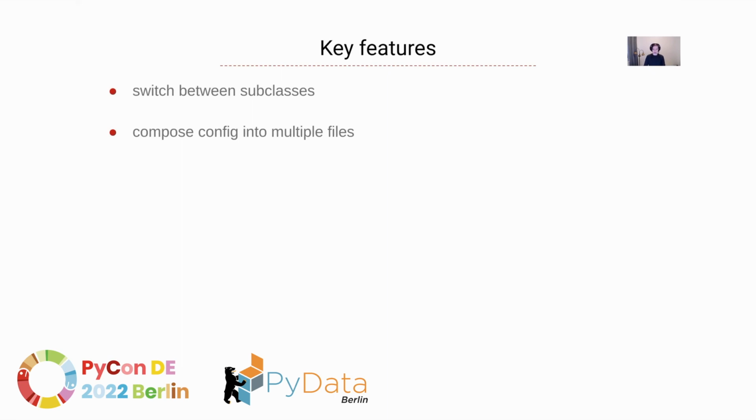So, summary of the most recent key features. You can switch between subclasses even when they have completely different interfaces. That's no problem, and you will keep all the benefits of before. You will still have type checks for everything. You can still print configs, so that will stay as before. And you can compose your config into multiple files. If you have been using Hydra so far, you should be very familiar with this concept of composition of configs.